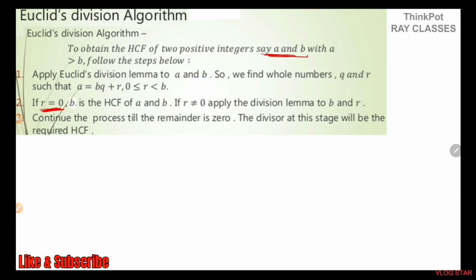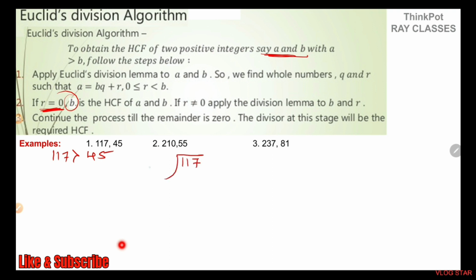Once you get remainder 0, then whatever term comes in b, that will be called the HCF of numbers a and b. So we have to keep on doing that process. For example, if we take 117 and 45, we can say 117 is obviously more than 45. So 117 is to be divided by 45. It will go 2 times. We will get 90, and you have got remainder 27.